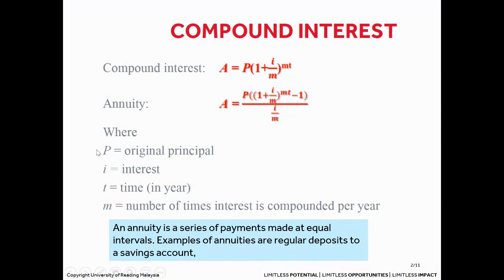In this formula, P indicates the original principal. I indicates interest given in percentage, which you must convert to decimal. T is time in years. M is the number of times interest is compounded per year.